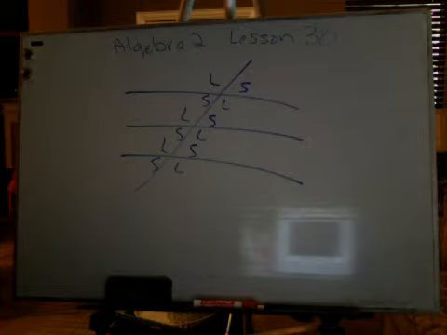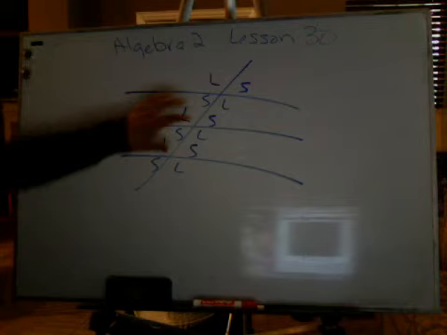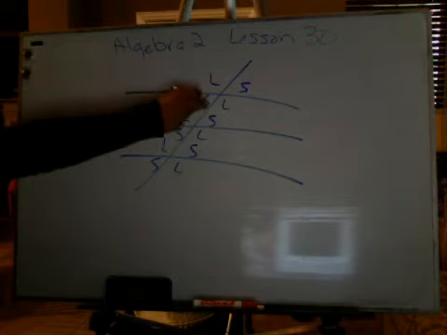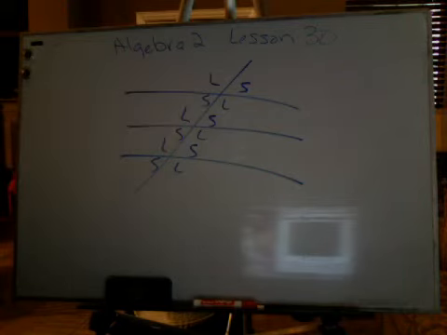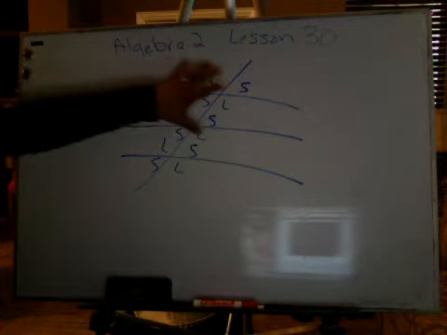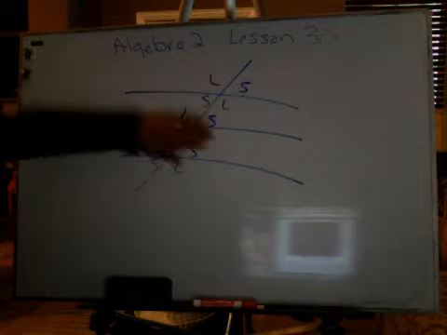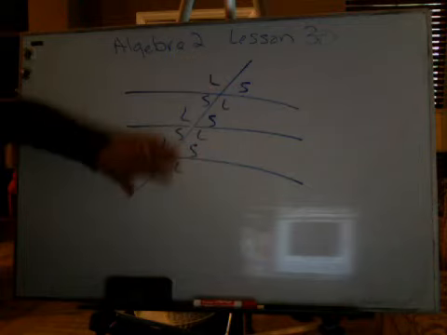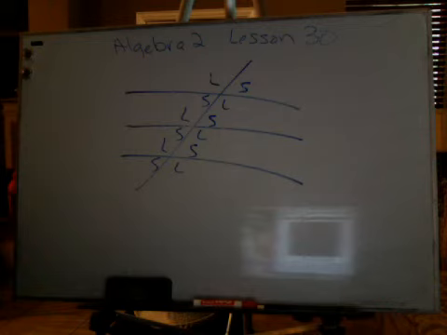The angles between the lines are called interior. So these between these 2 lines are called interior angles. The angles outside of the parallel lines, like these 4 angles right here, if you only had 2, are exterior. If you look at the 3, it's these 2 and these 2 that are exterior angles. Okay?